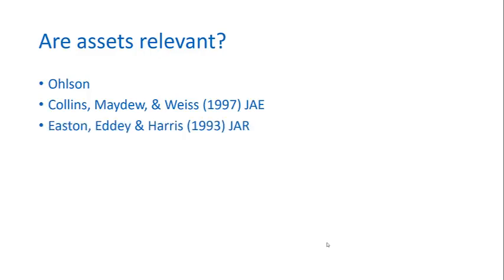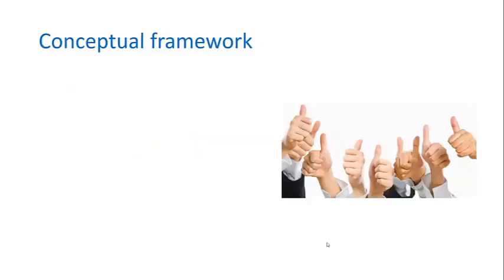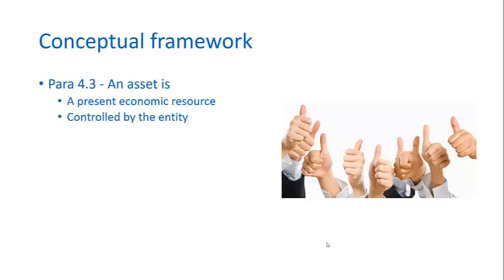And there's also evidence by researchers such as Easton, Eddy and Harris and Barth and Clinch, which identify that if we have updated asset values, then this makes the information in financial reports more relevant. So we know that what we report as assets is important for people. In terms of how accountants generally conceive assets, we can look at the conceptual framework, and we've talked about this previously, but if you look at paragraph 4.3, you'll see that an asset is a present economic resource controlled by the entity as a result of past transactions or events.